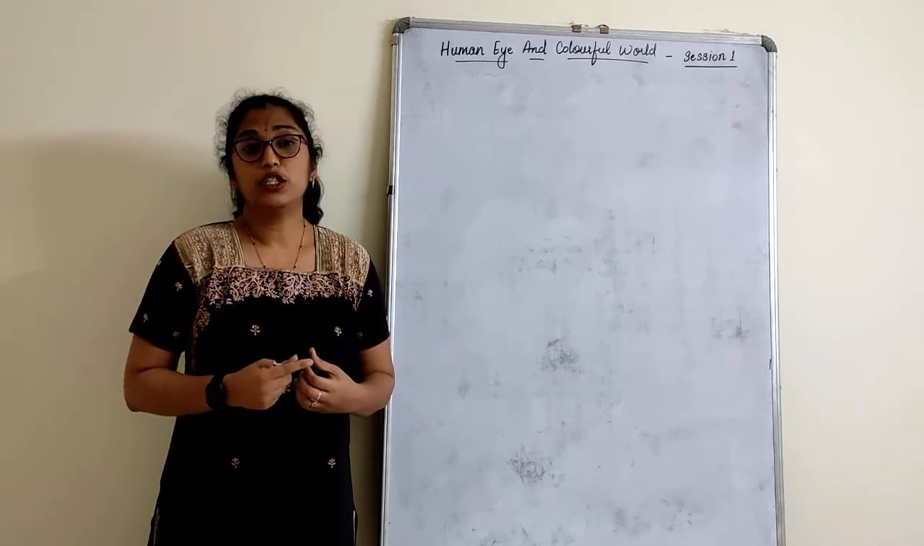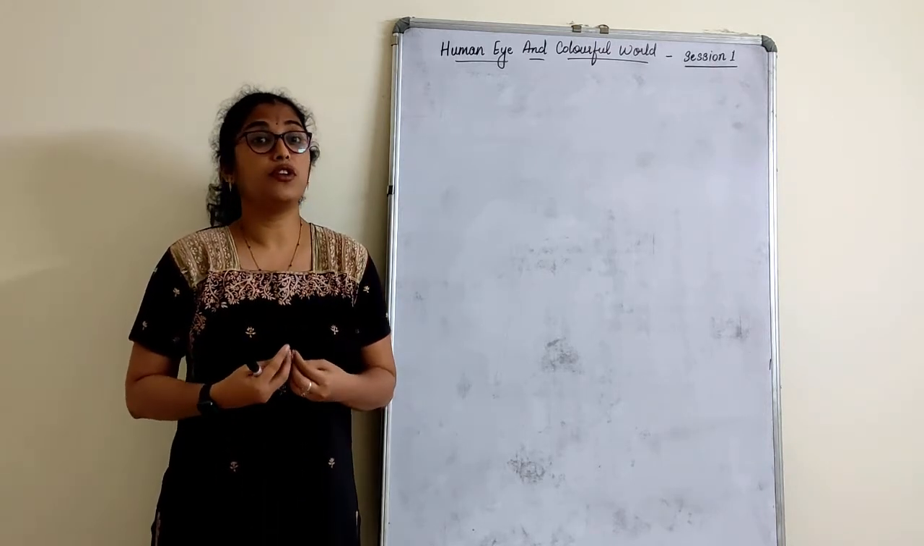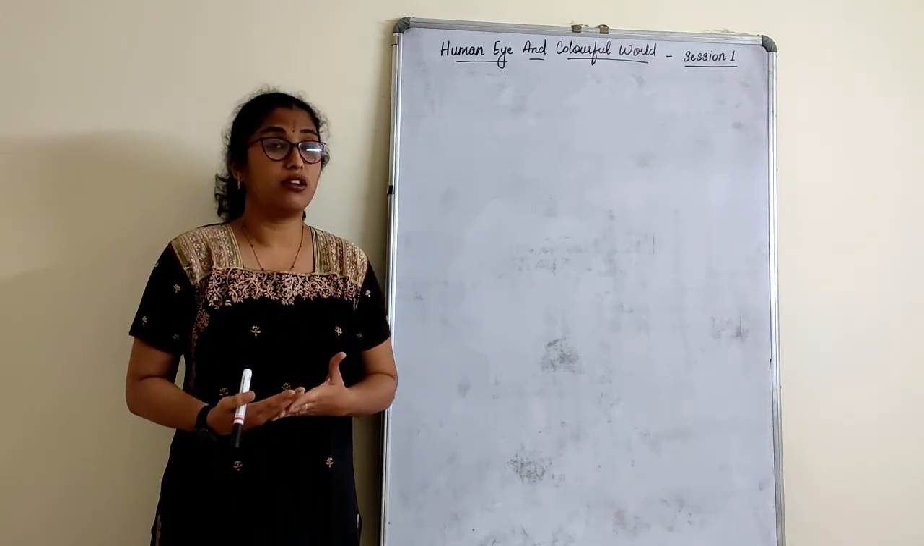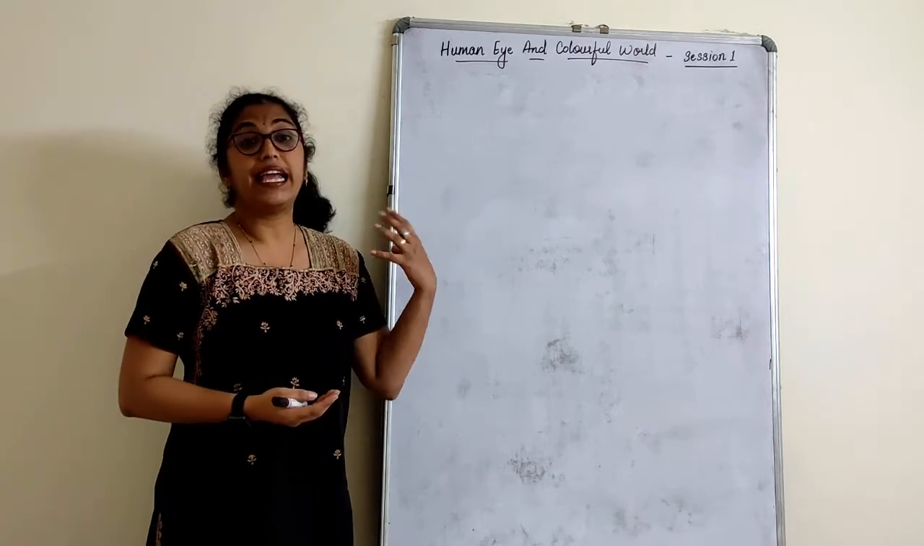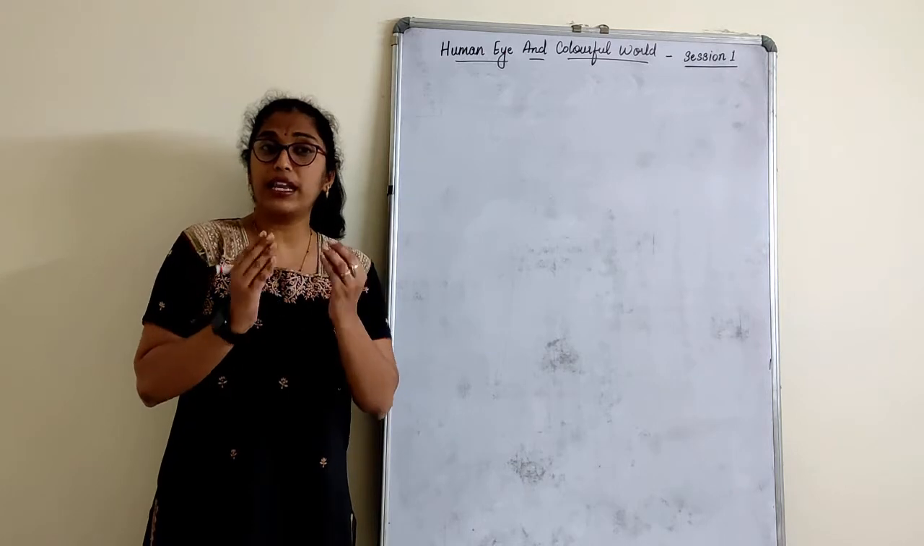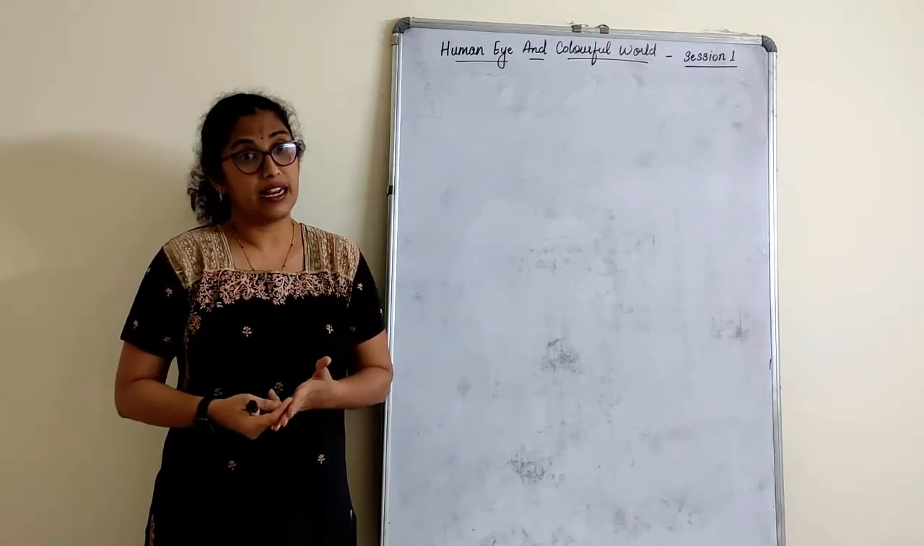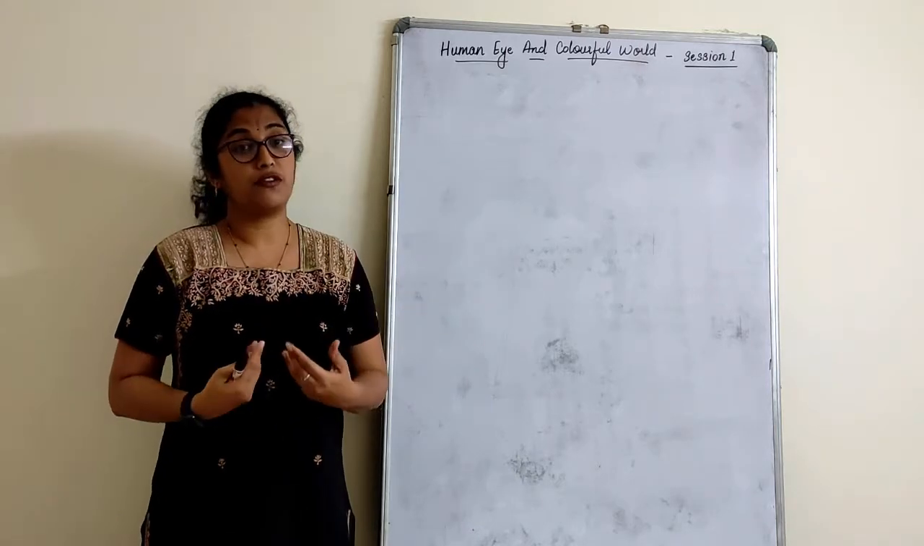So basically, the human eye, that is our eye, is one of the most important and beautiful organs out of the 5 sense organs we have, which enables us to see the things around us. Life becomes very beautiful when we see the colorful things around us. That's only because of our eye.